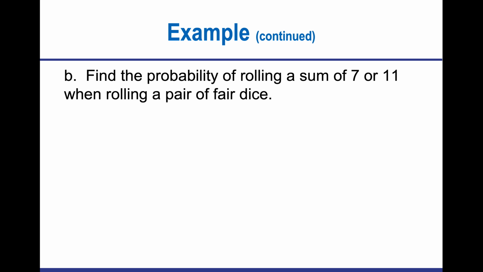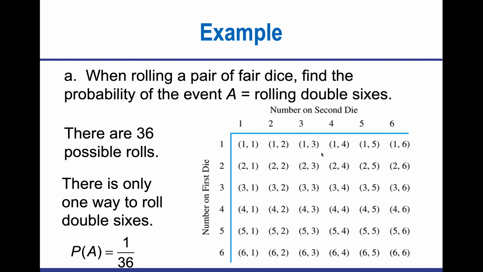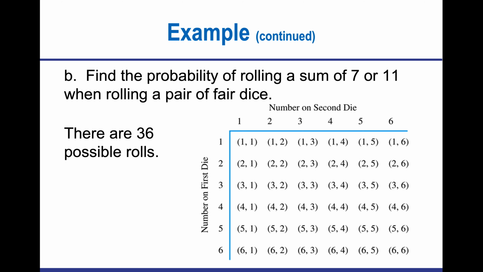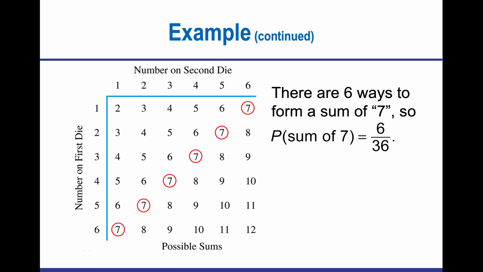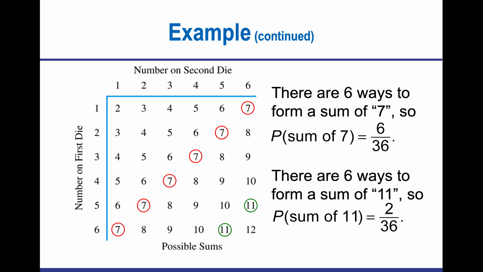So if I wanted to do the probability of rolling a sum of a 7 or 11, I'm going to go back into this table and I'm going to add up all of them that would give me a 7 or an 11. And in this case, out of 36 possible rolls, there are 6 ways to get a sum of 7. Sorry, there are 2 11s out of the 36.